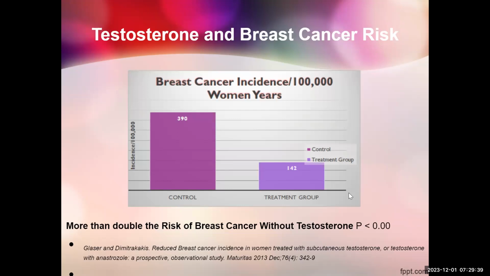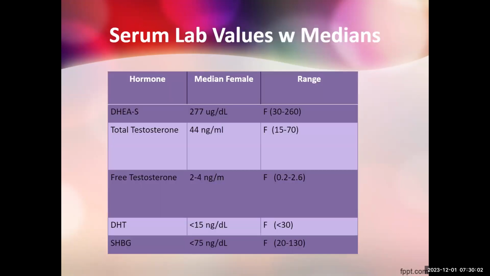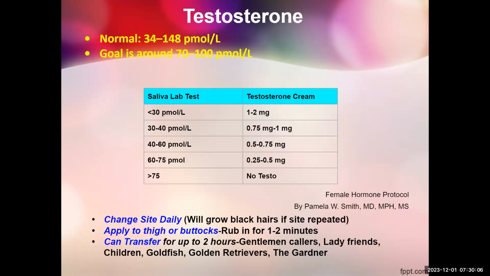This is another look at it from a different study. This was from 2013. You get a 2/3 less incidence of breast cancer with patients that are adequately treated with testosterone. So adequately treated with testosterone, total levels 30 to 40, free testosterone about 1 to 3%. Here are the lab values, the median lab values.